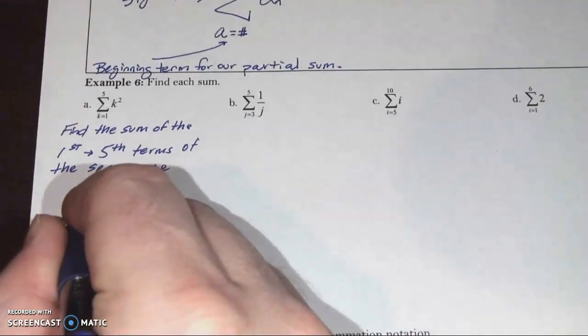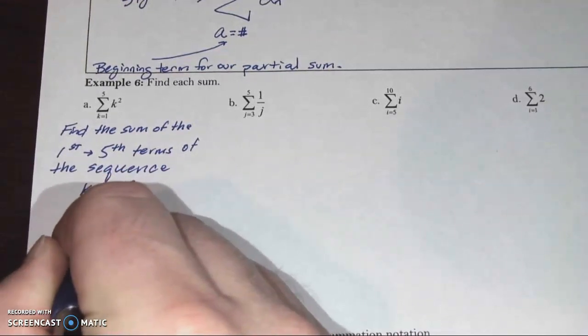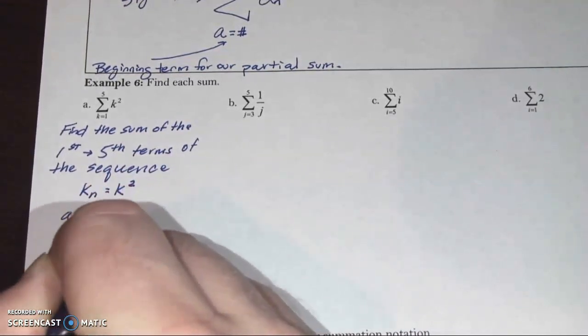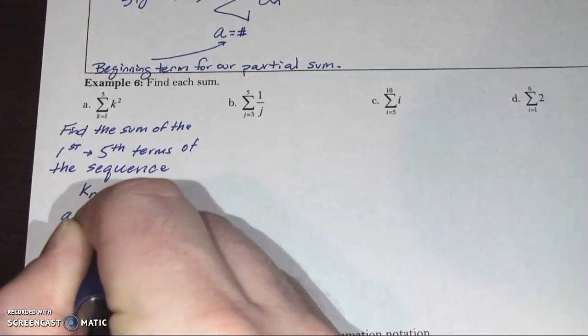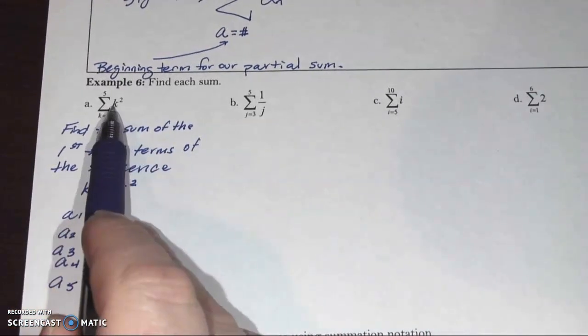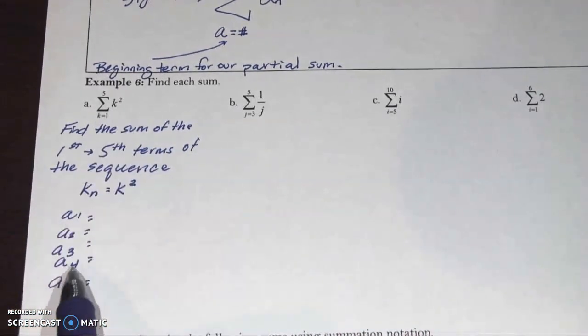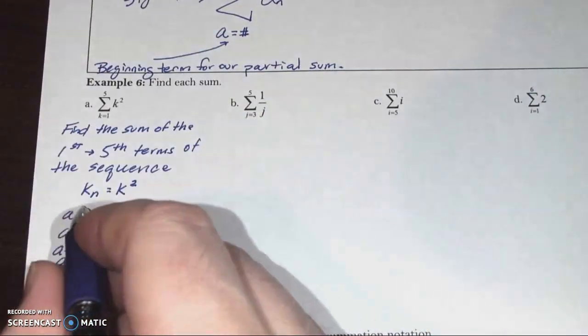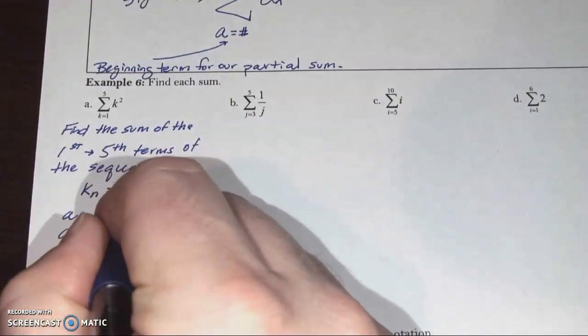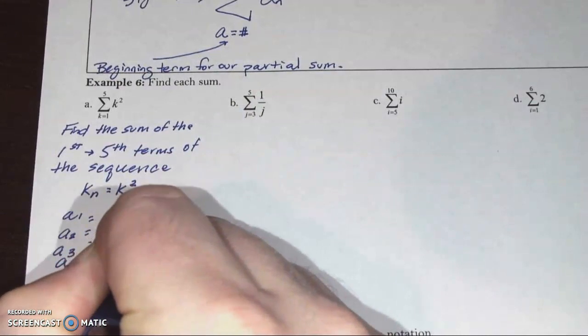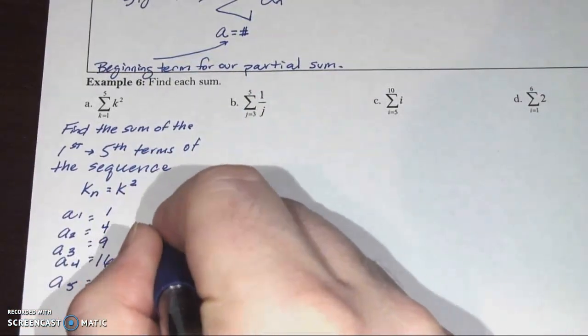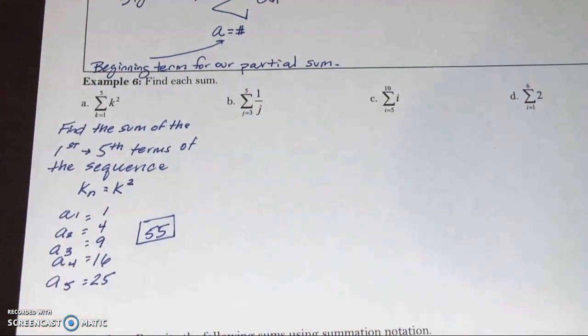Like I said before, the only way we really know how to do that is by finding the first 5 terms. 1 squared, 2 squared, 3 squared, 4 squared, 5 squared. We're just squaring the term. So 1, 4, 9, 16, and 25. I believe that would give us a sum of 55.